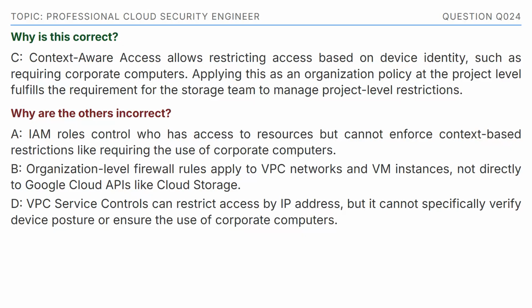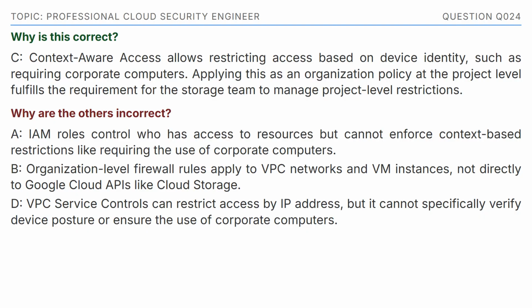Why is this correct? C. Context-aware access allows restricting access based on device identity, such as requiring corporate computers. Applying this as an organization policy at the project level fulfills the requirement for the storage team to manage project-level restrictions. Why are the others incorrect?